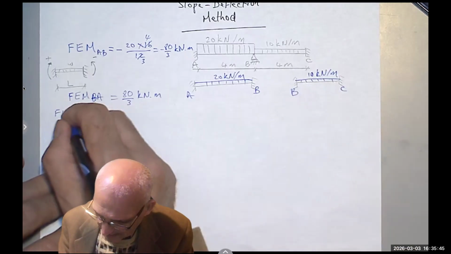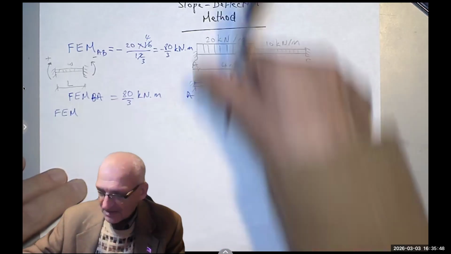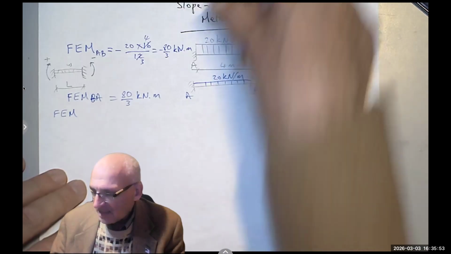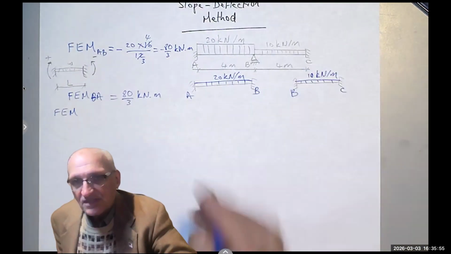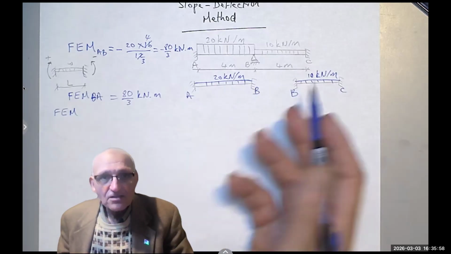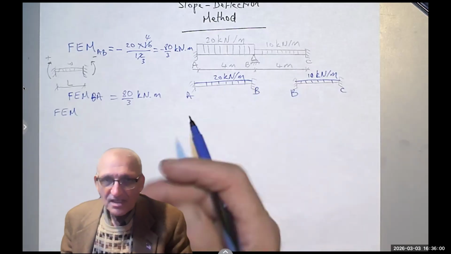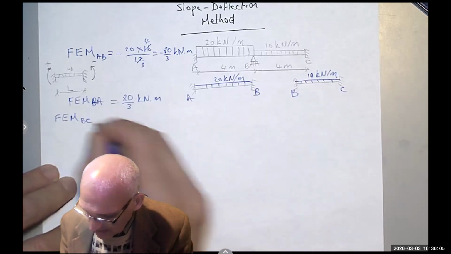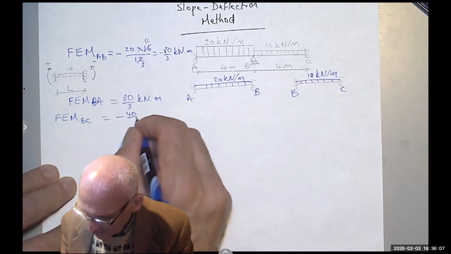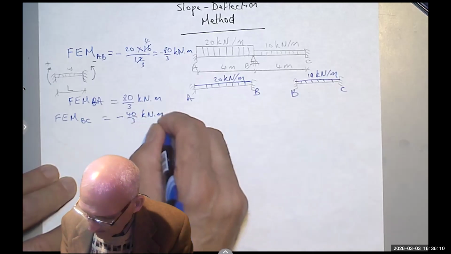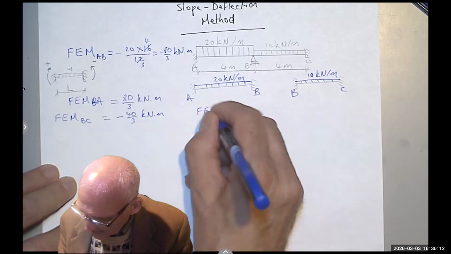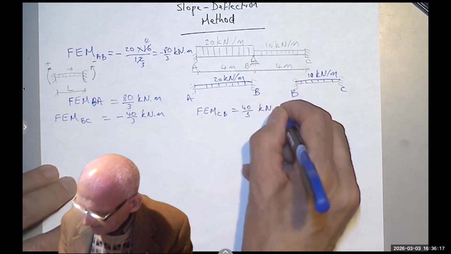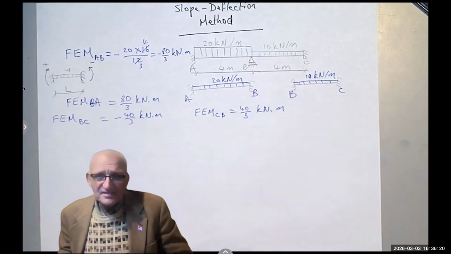So fixed end moment, that should be the easiest part, whether it's a concentrated load in the middle or at a distance of A and B, or two concentrated loads or a triangular load. All of these, you can find them easily in any table. So this one would be negative 40 thirds, so we don't waste time, right? And the fixed end moment CB would be 40 thirds kilonewton meter. So that's the first part, and it's so easy.